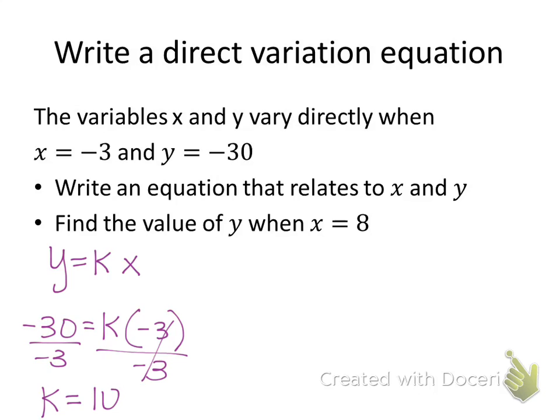Is this my final answer? Can I box it in and say I'm done? No. How do I write my final answer, Christian? You do y equals 10 times x. Perfect. Y equals 10x. That is my final answer. That's my direct variation equation. So when it says write an equation that relates x and y, there it is.